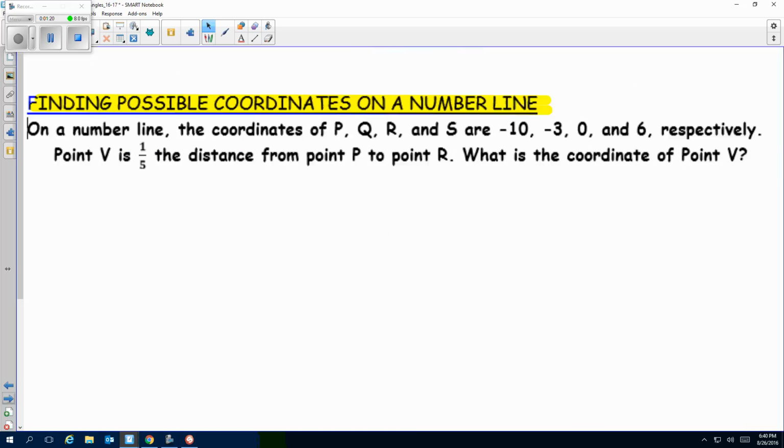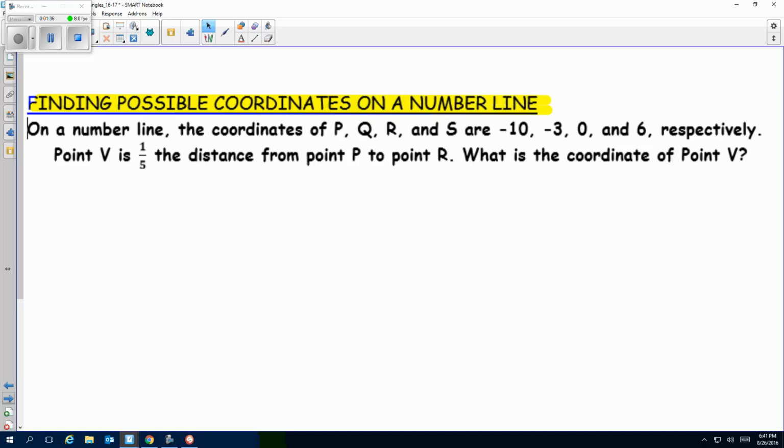This is the next addition that you need to add to your notes. Go ahead and get that copied. Pause it if you need to. I'm about to start the problem. So make sure you have what I have highlighted and the actual description.